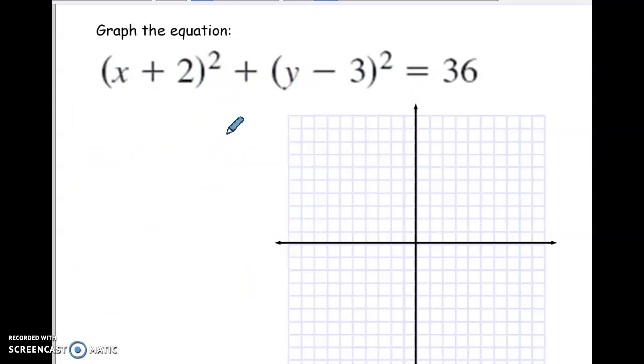Again, just a slightly different style of question. This time it's asking you to create the graph. You have the equation, create the graph. Take a minute, see if you can make some sense of it, and then pause and check your answer.